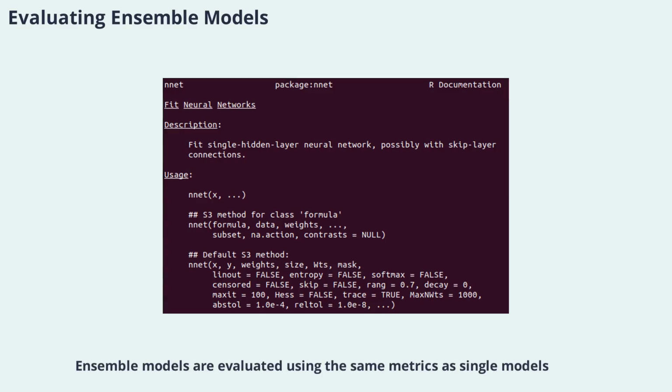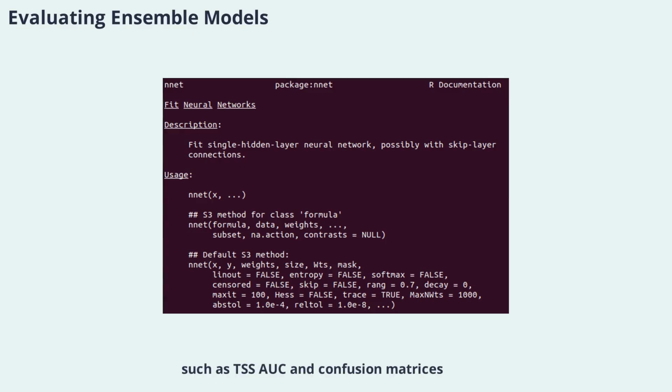Ensemble models are evaluated using the same metrics as single models, such as TSS, AUC, and confusion matrices. By comparing ensemble performance to individual models, we can assess the added value of combining predictions. Ensembles often show improved accuracy and robustness, especially in complex or uncertain ecological contexts. This step confirms the benefits of ensemble modeling and guides the selection of the best ensemble strategy.